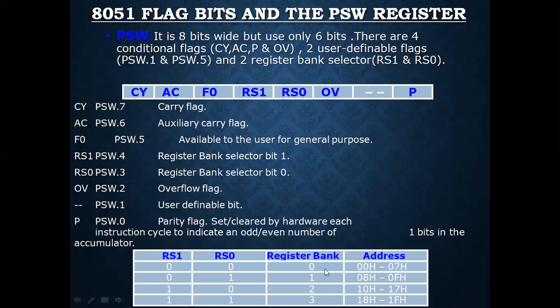The address of register bank 0 will be from 00H to 07H, as we have discussed already that each register bank has 8 registers, R0 to R7. If R0's address is 00H, then what is the address of R1? That is 01H. What is the address of R2? 02H. What is the address of R5? 05H. Similarly, in case of register bank 2, what is the address of R0?